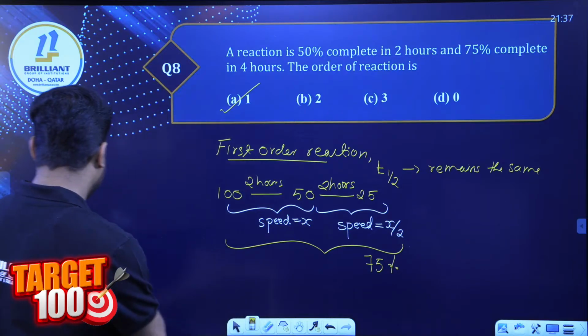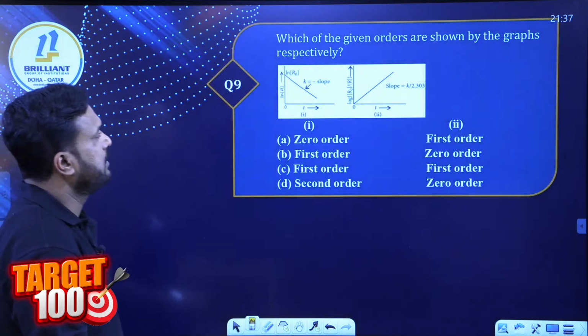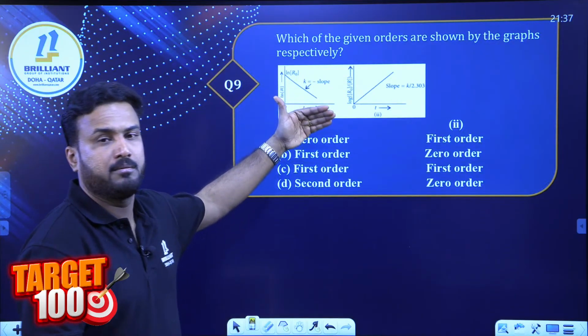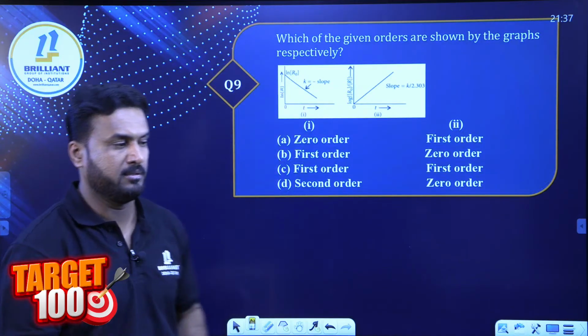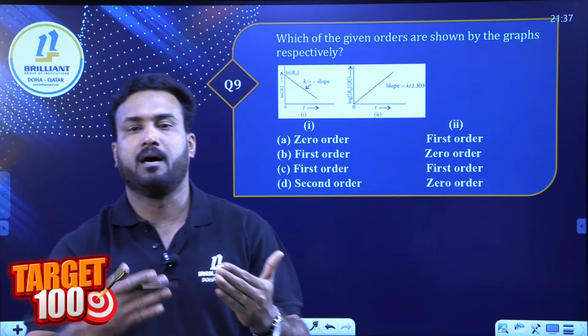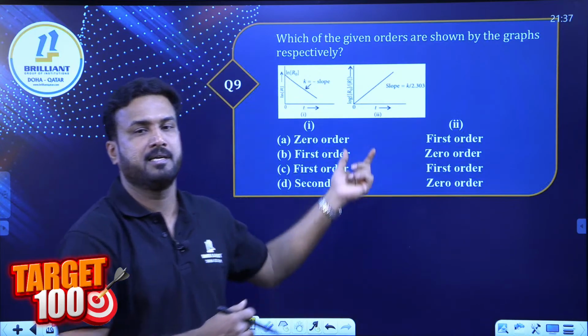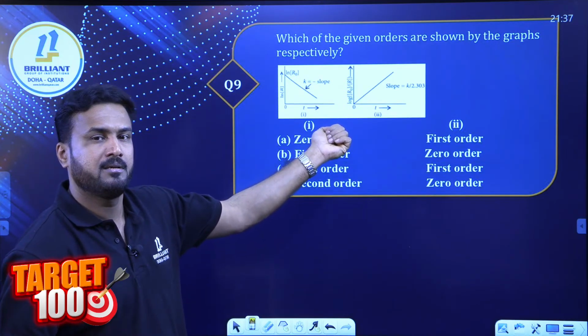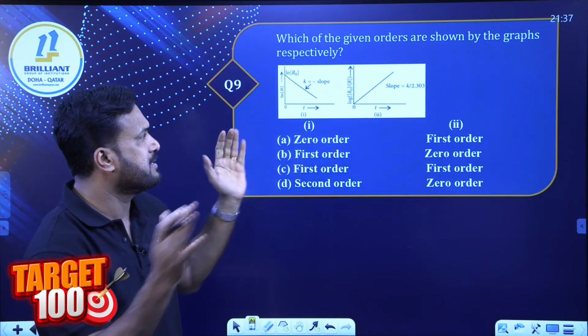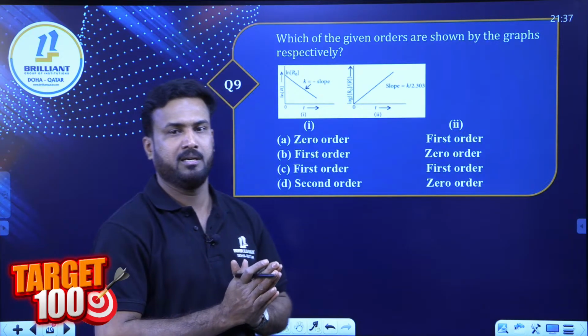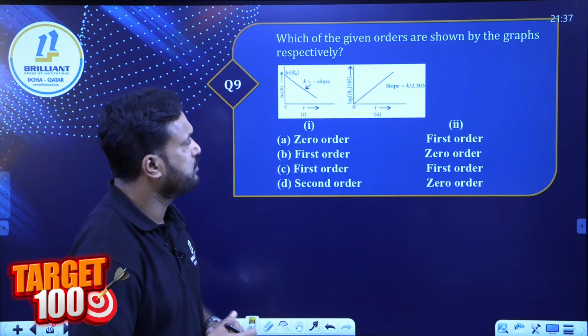Fine. Question number 9. This question is based on a plot or graph. You know that in so many previous board papers you might have seen the same type of question based on graph. Here 2 graphs are clubbed, or they can ask separately also. Anyway, we are going to do this one. This is not an easy one, because one reaction we need to change.